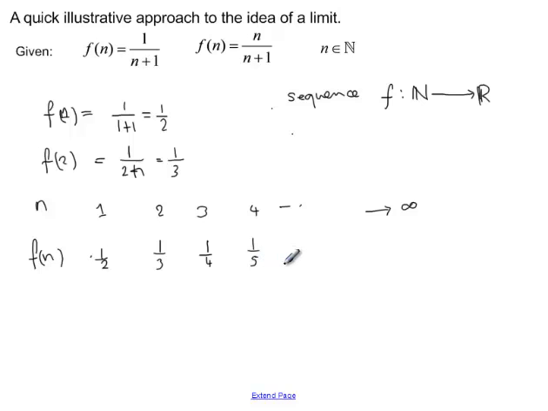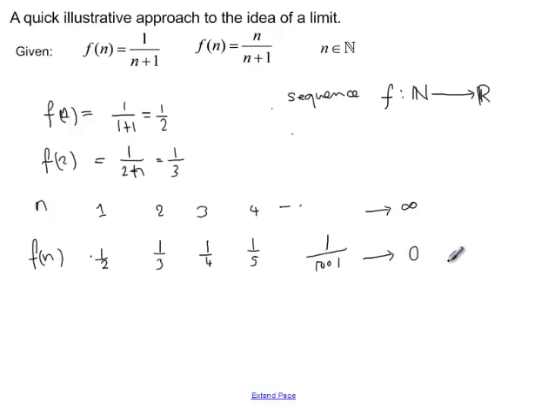You take f of 1,000, you get 1/1000, and that number is a very, very small number. So what do you think? What is the behavior of this function? What values are the values of the function approaching? I'm saying, what value are the values of the function approaching? 0. So these are approaching 0.